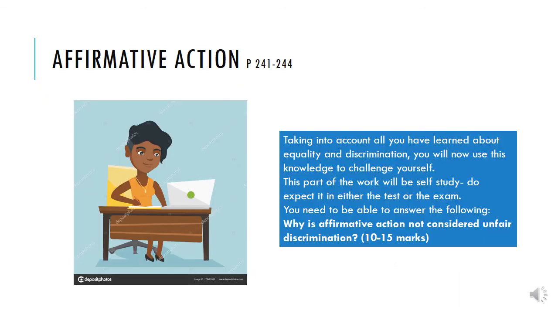Now, on page 241 to 244, we get affirmative action. Taking into account all you have learned about equality and discrimination, you'll now use this knowledge to challenge yourself. I want you to look at this part of the work as self-study. You can expect a question on affirmative action in either the test or the exam. The question you're going to need to answer will be something like this: why is affirmative action not considered unfair discrimination? You need to be able to answer that for 10 to 15 marks. The full answer is in your textbook.